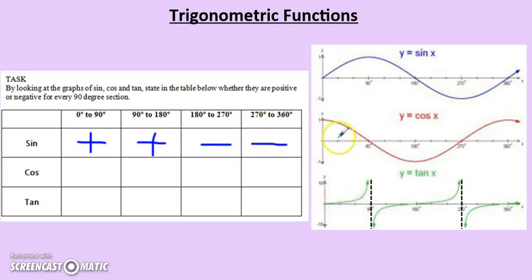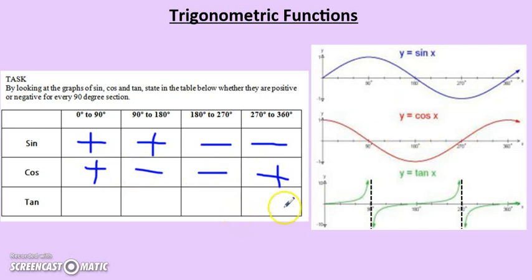Let's look what's happening with cos. We can see that cos is positive from 0 to 90. It's positive again, 270 to 360. But in between 90 to 180, 180 to 270, this curve is definitely negative. So cos x is negative there.